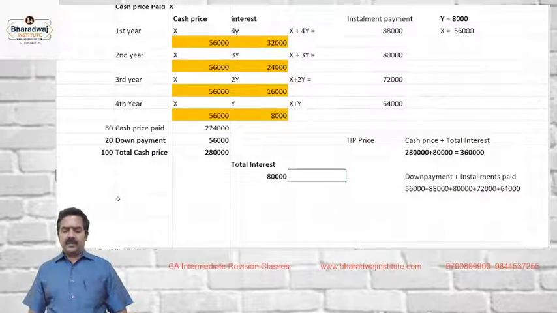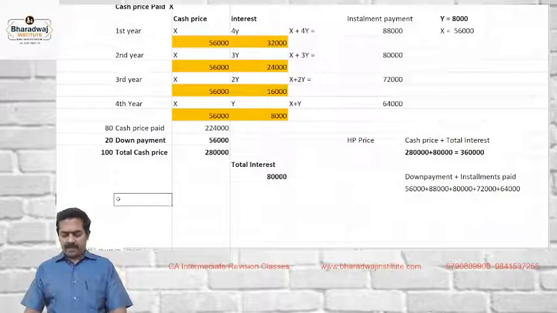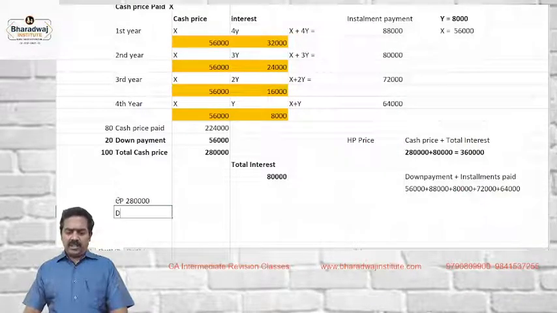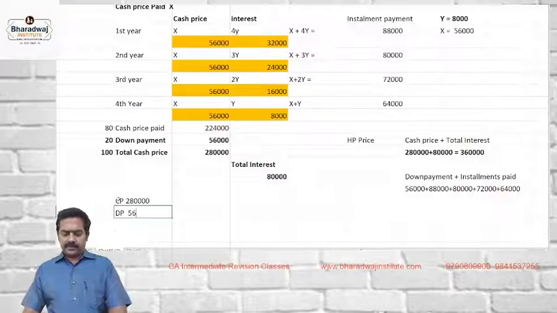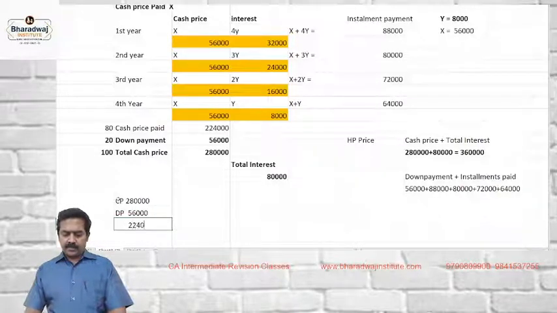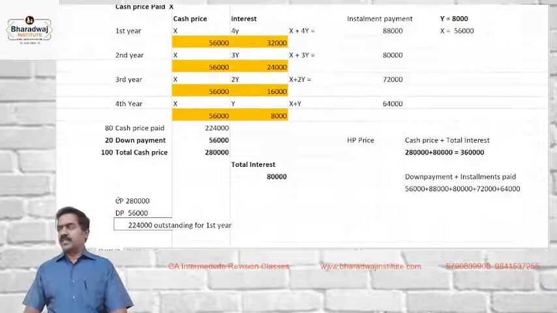Rate of interest is simple to work out. What is the cash price of the asset? 2,80,000. In the down payment, how much did you make? So what is outstanding in the first year? 2,24,000 is outstanding. For which year? First year.